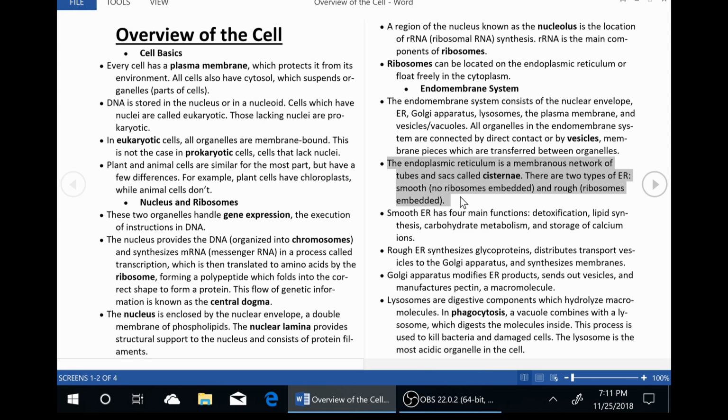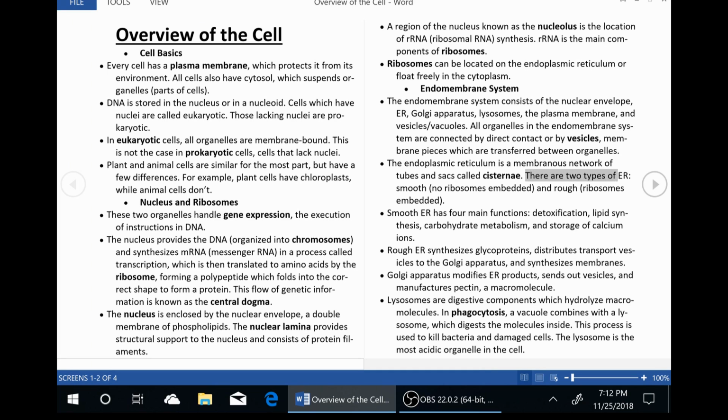So we'll cover the endoplasmic reticulum. It's basically a huge network of membranes consisting of various tubes and sacs. But unlike various other membranes, this has space between it, and it consists of these various sacs, and we like to call these sacs cisternae. That is plural. Obviously, one sac would be a cisterna.